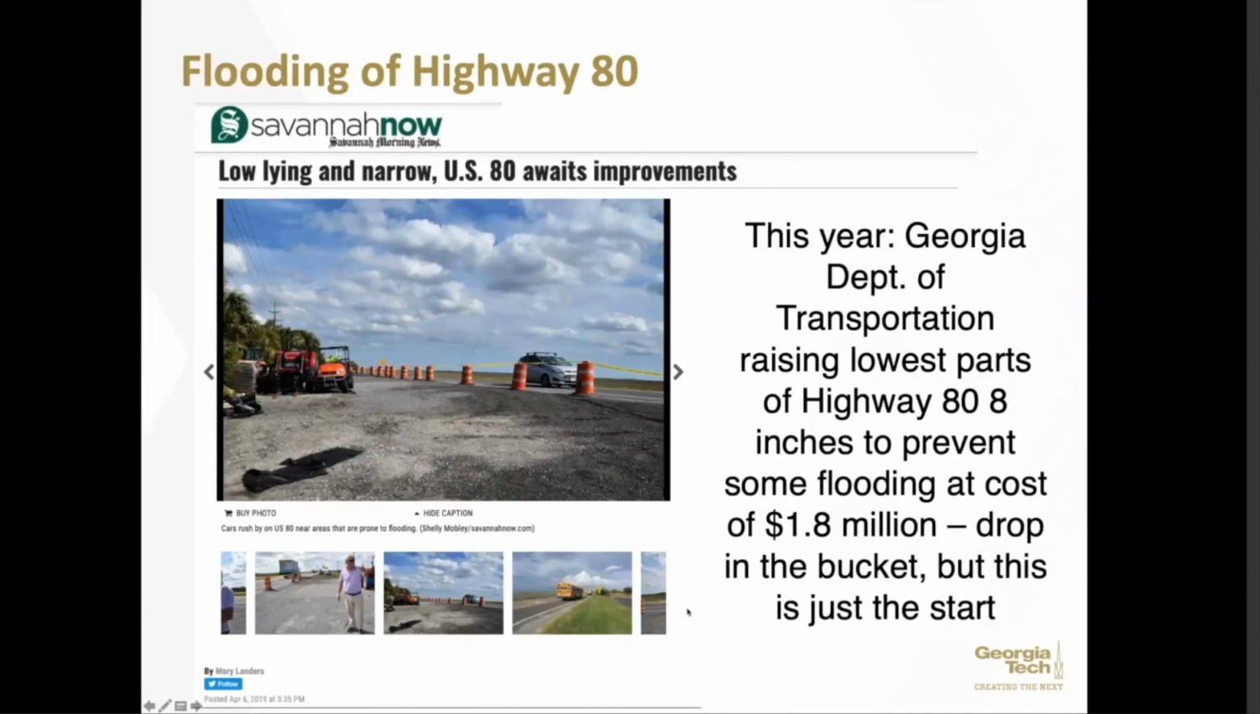And so what we can see is that there are a number of dimensions at play here in this Highway 80 flooding problem. You have long-term environmental change that is occurring. You have the built environment, which was built at a time when the environment looked very different from what it is now. And then you have a governmental response to that vulnerability presented by the environmental changes that we've seen.